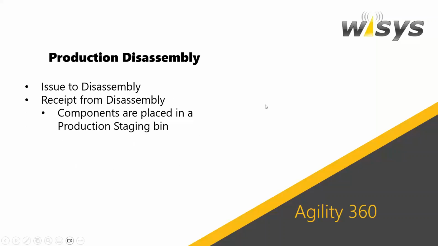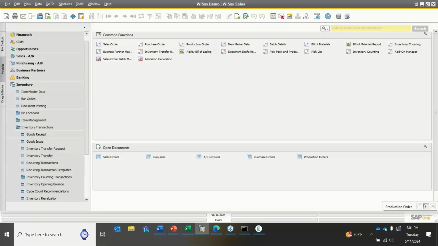All right, now for the quickest and most simple of the processes, let's go through production disassembly. Production disassembly is basically our ability to take a disassembly style production order, take that finished good or parent item, issue it to disassembly to be disassembled, and then do a receipt from disassembly for each corresponding component of that finished good as we take it apart. So I'm going to jump into SAP and bring up our production order.